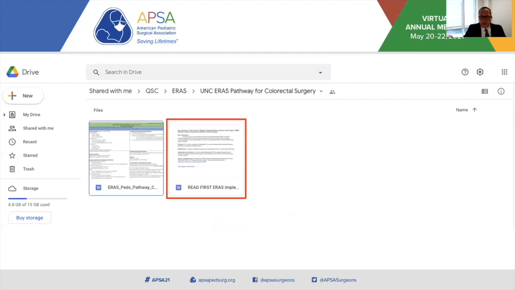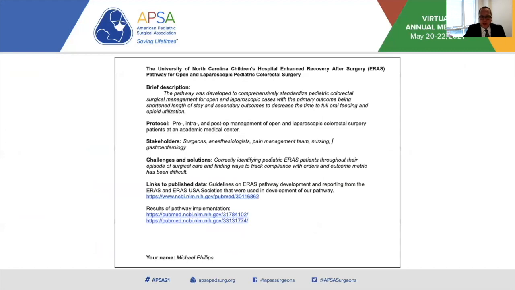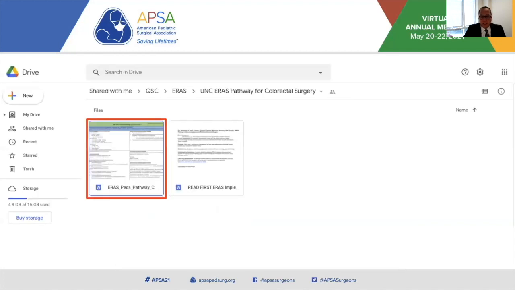On entering the pathway folders, there'll be a read first document, and ours has a brief description of the procedure, the description of the protocol, who the stakeholders were in pathway development and implementation, as well as challenges and solutions and results of pathway implementation.